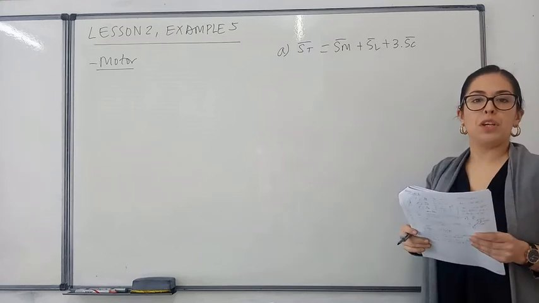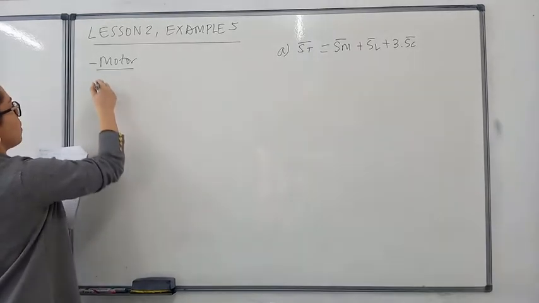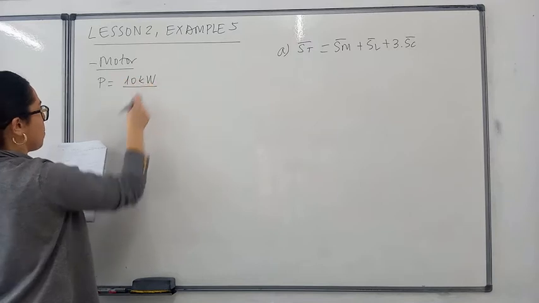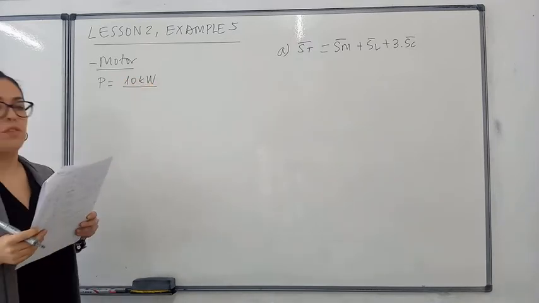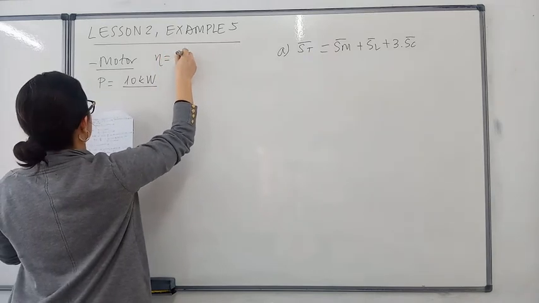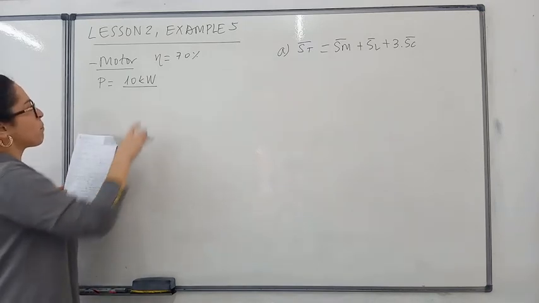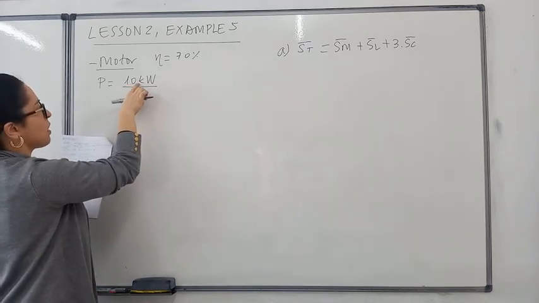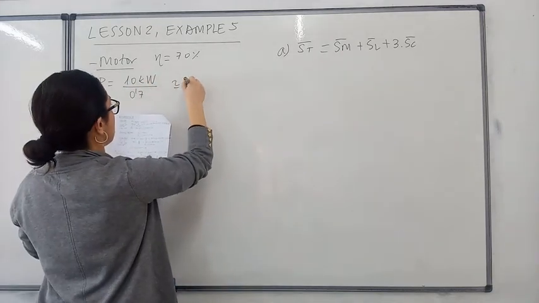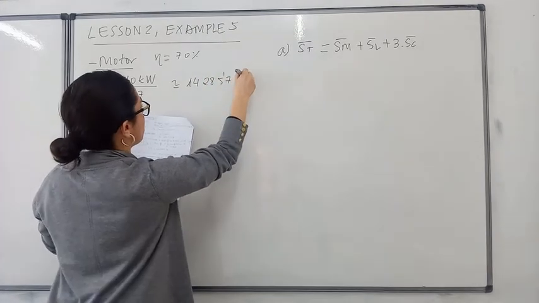So this is what we need to do in question A. Regarding the motor, we know that its power is 10 kilowatts and its efficiency is 70%. That means that the absorbed power is going to be 10 kilowatts divided by 0.7, which is approximately 14,285.7 watts.